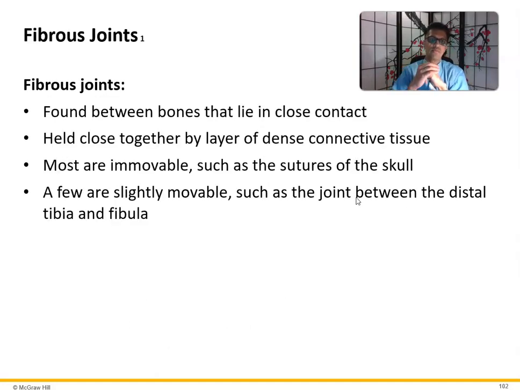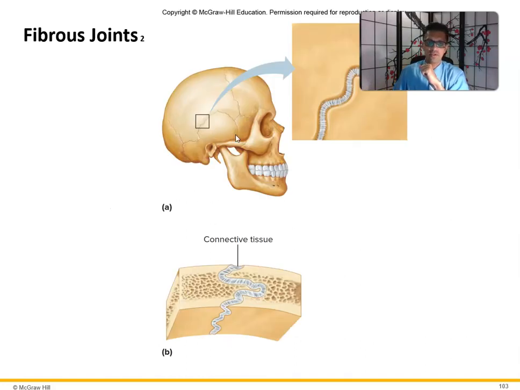Fibrous joints are found between bones that lie in close contact. They're held close together by a layer of dense connective tissue. Most are immovable, such as the sutures in your skull. A few are slightly movable, such as the joint between the distal tibia and the fibula. So those are fibrous joints. Here's an example of fibrous joints. Immovable. You can't say, hey, move those skull bones. Doesn't work.